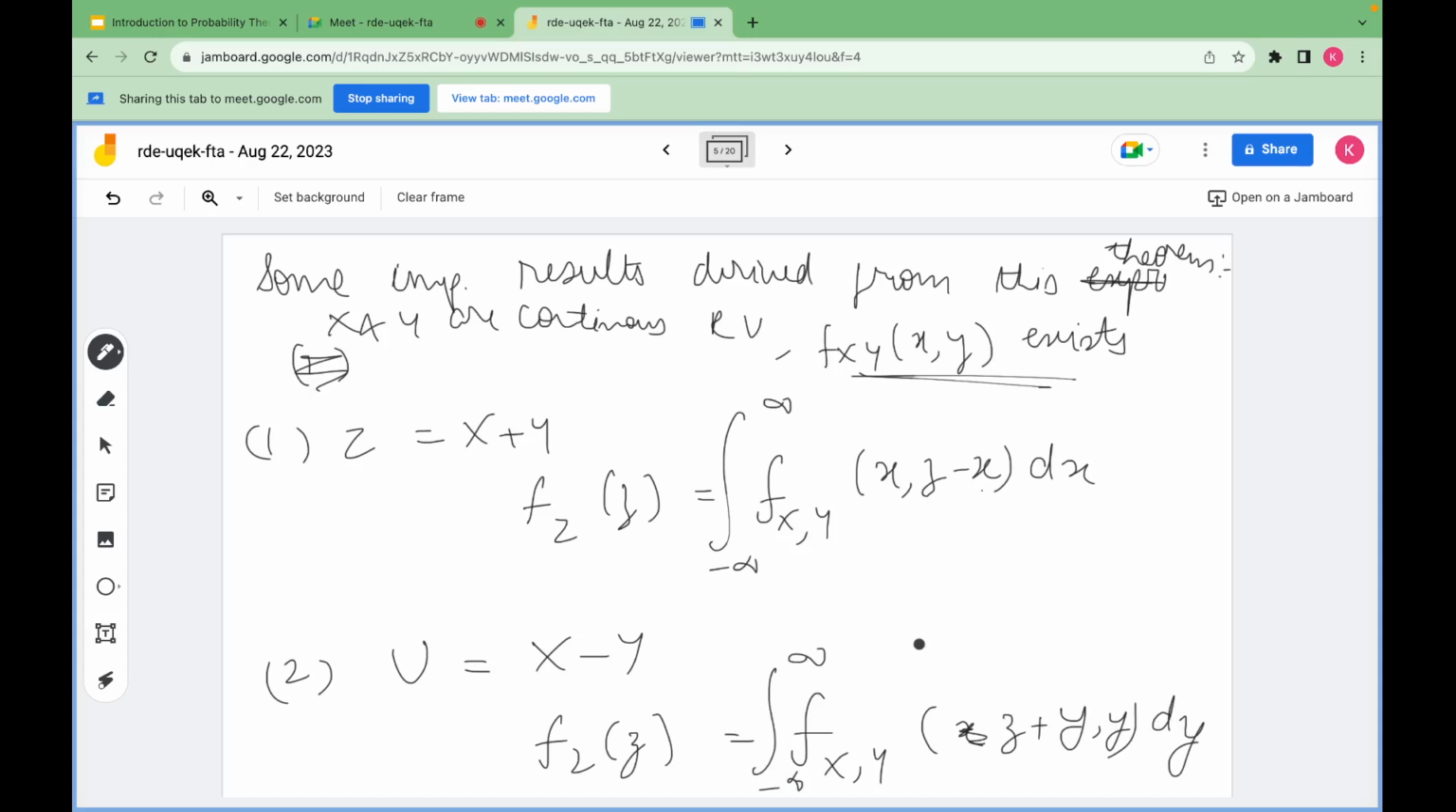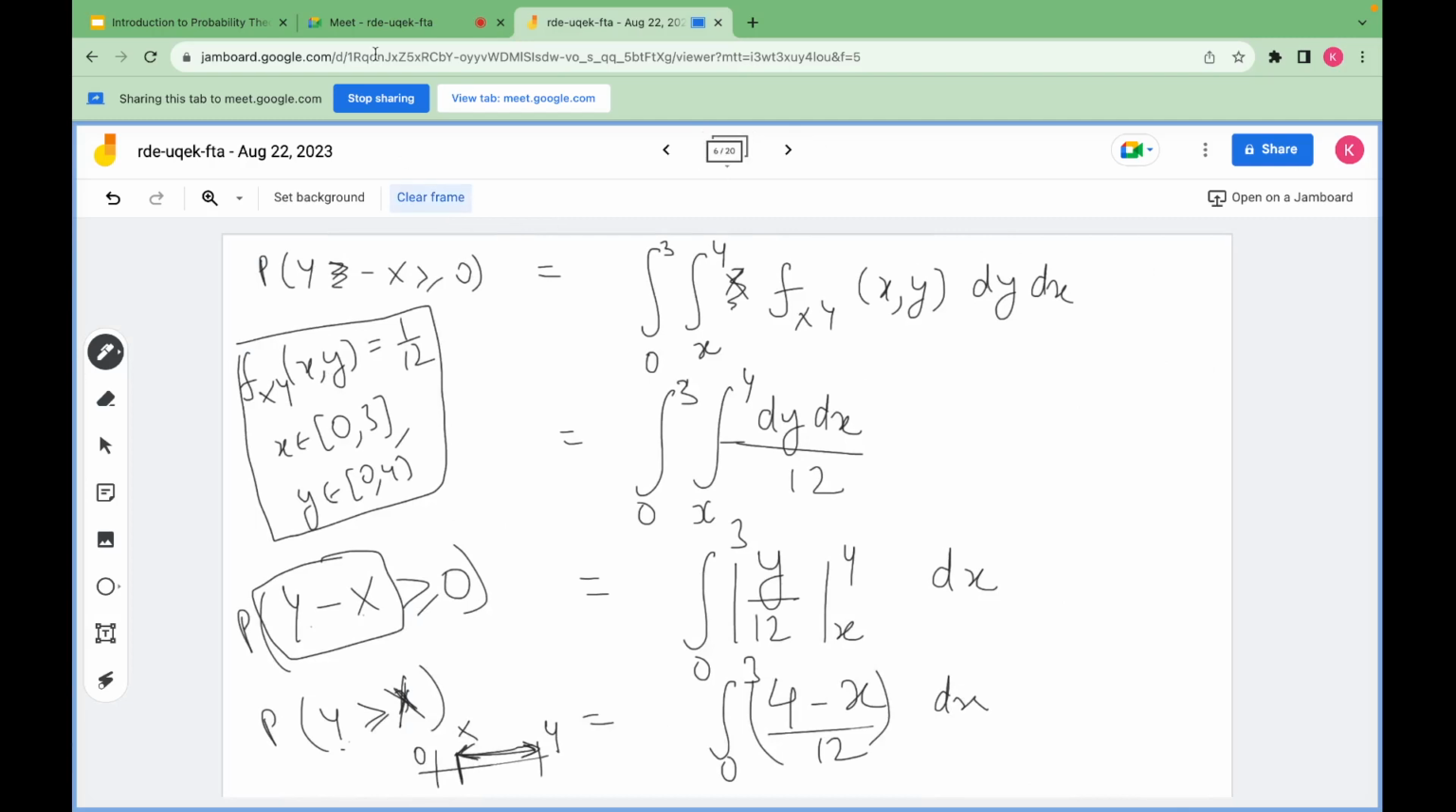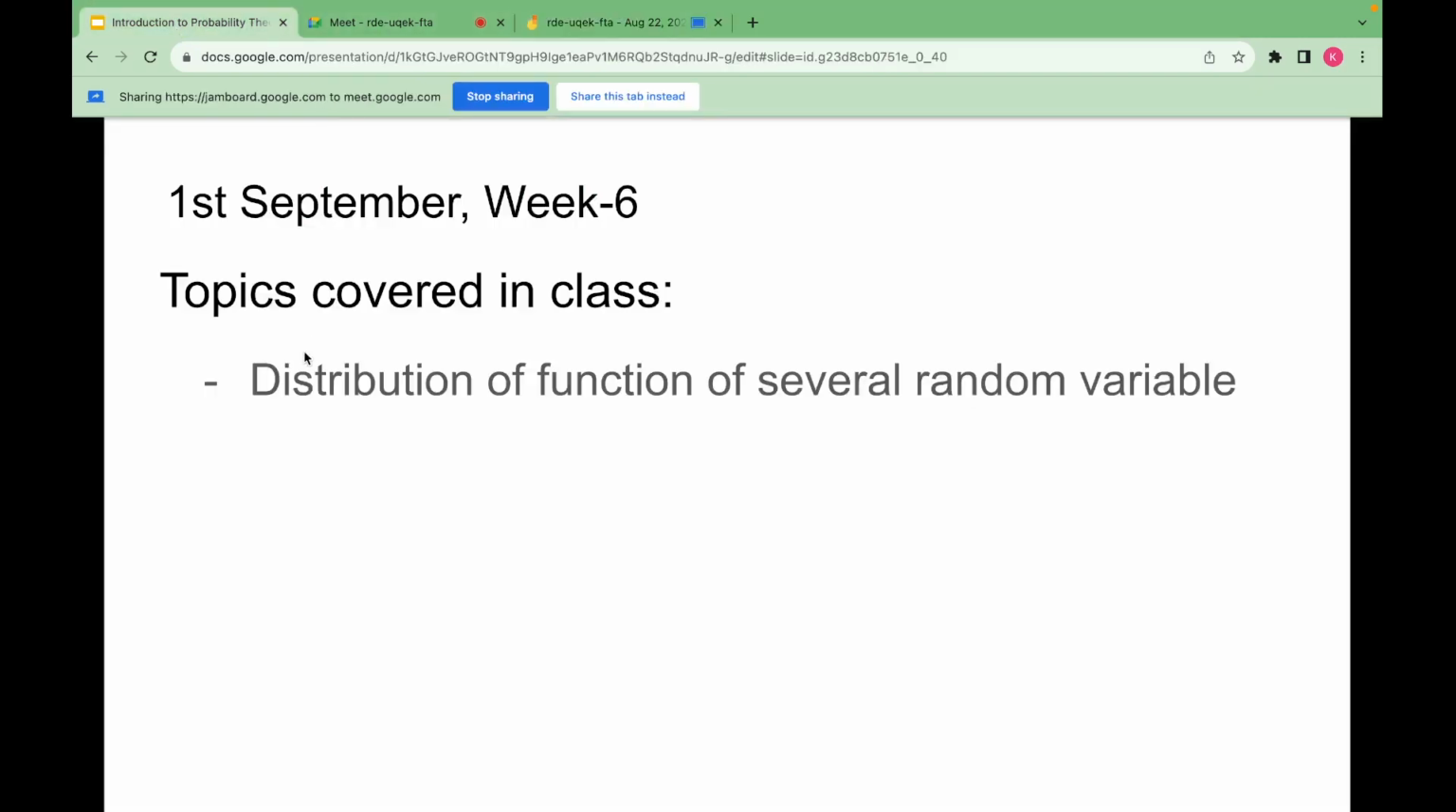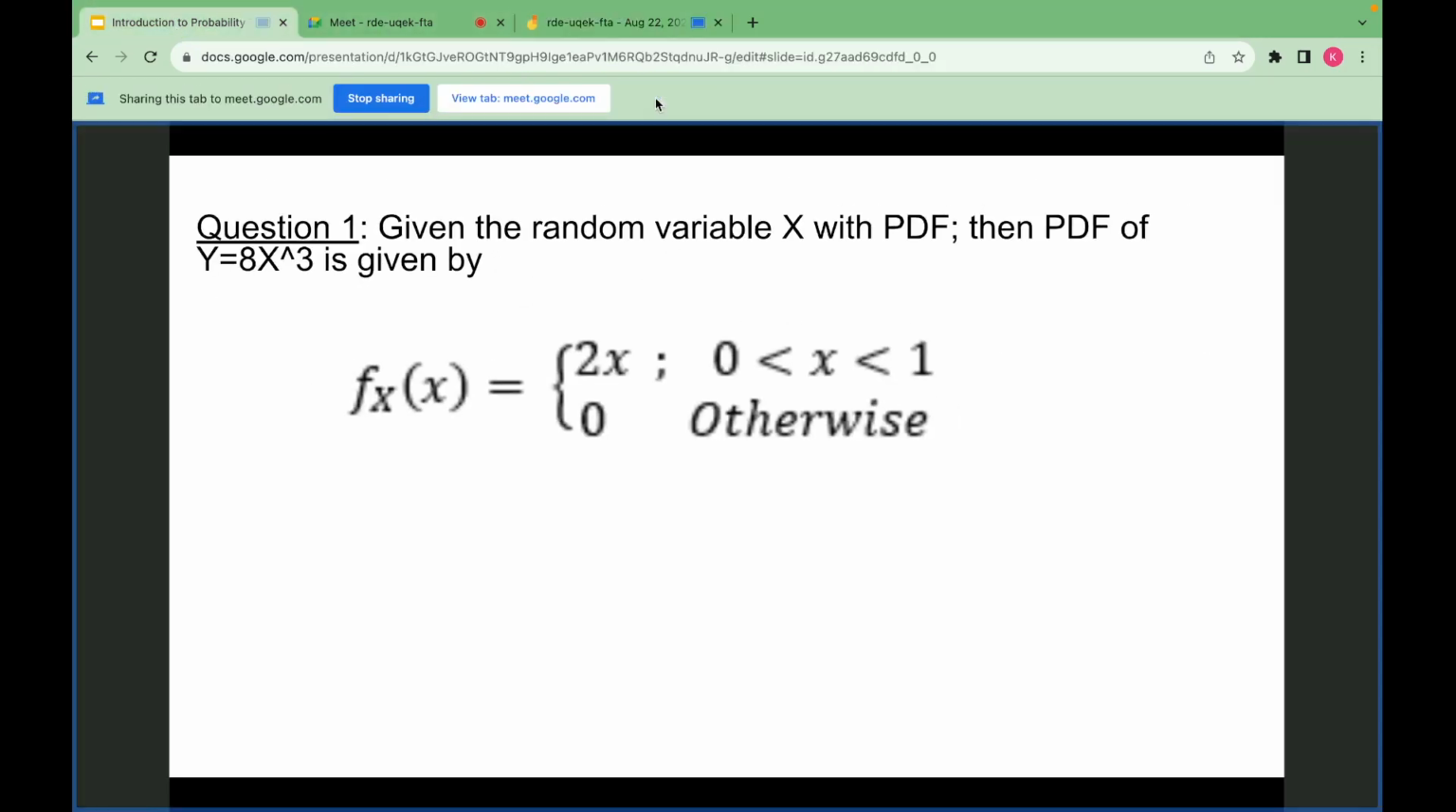These are two important results. And now we will try to solve a few questions based on distribution functions of random variable. So this is the first question.